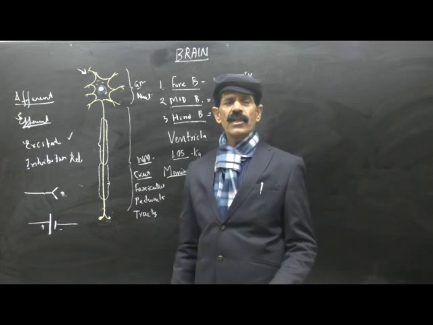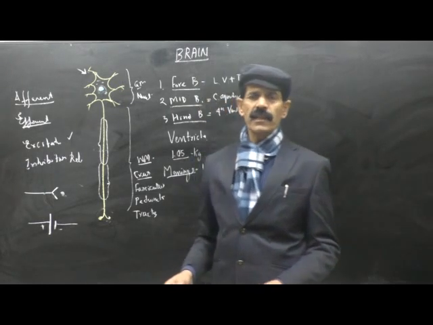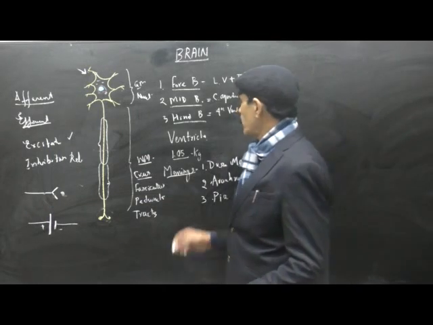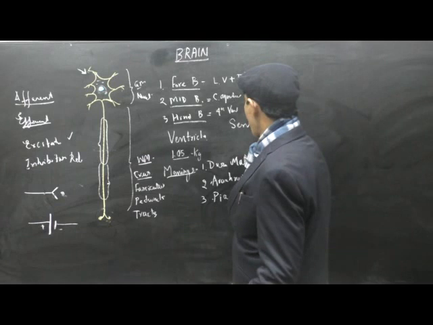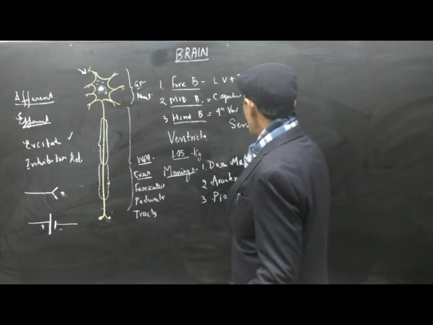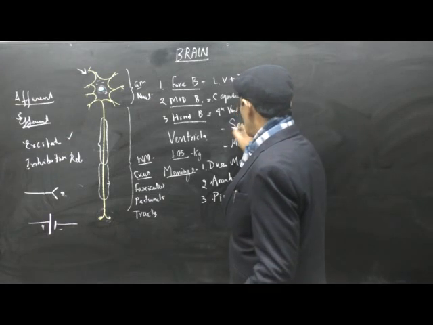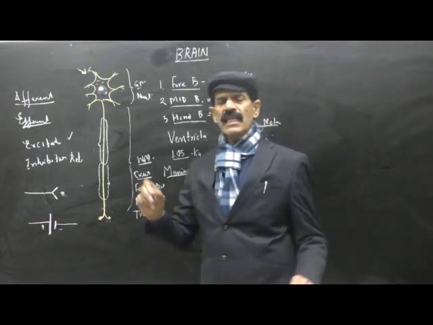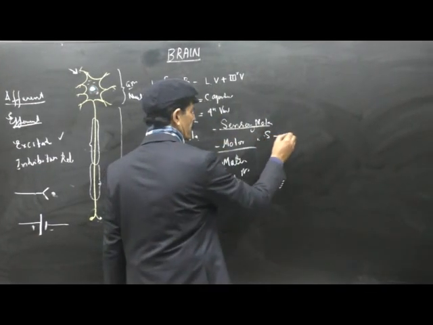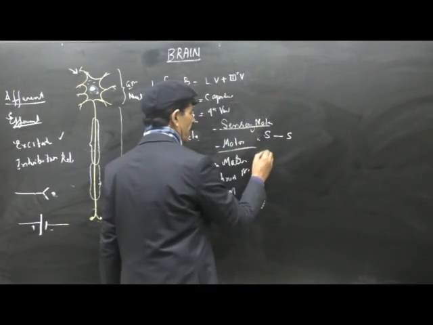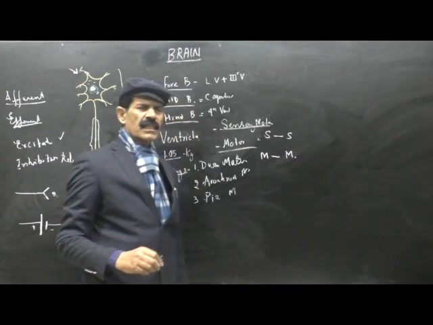Depending upon the function of these neurons or the response of these cell bodies of the nervous system, we again use the words sensory and motor. So if I say sensory, remember, sensory means S for S. If I say motor, it means M for M. What is the meaning of this?